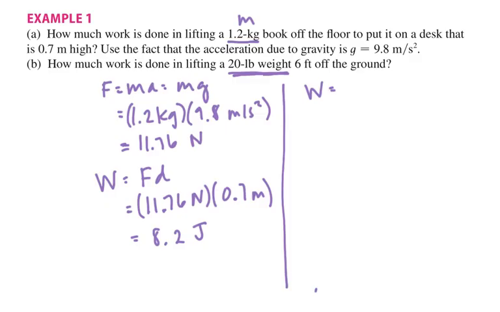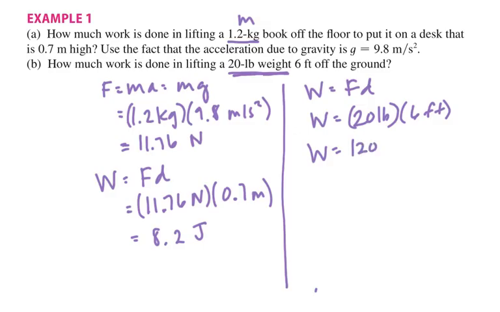So we can go straight to work equals force times distance. Our force is 20 pounds, and our distance is 6 feet. That makes it really easy, because we have 120. And notice we have pounds and feet, so this is actually foot-pounds. If you pay attention to your labels, it's going to help you there. All right, so look at this next part.